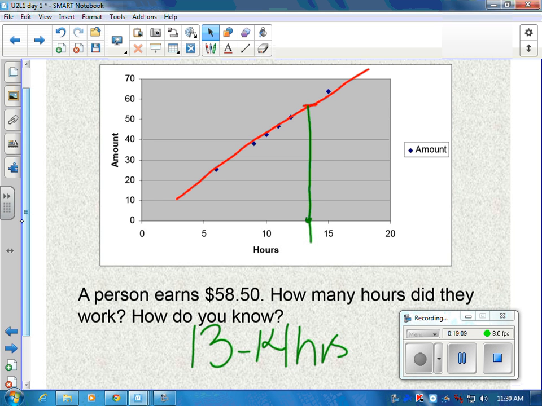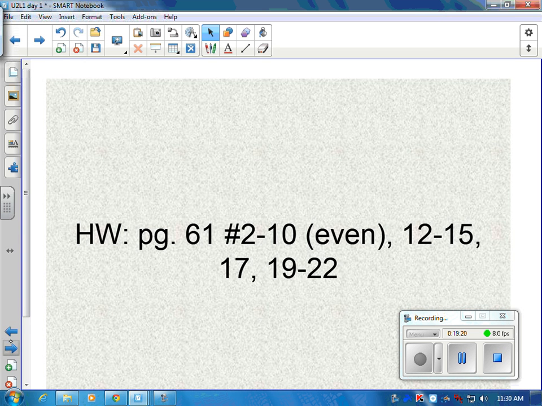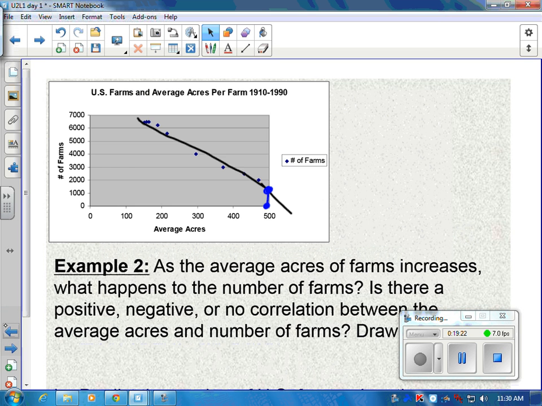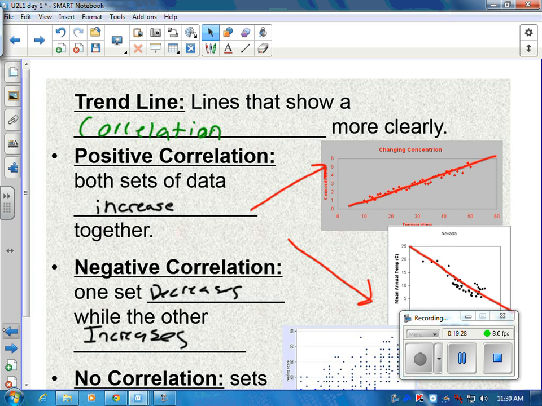Questions about scatterplots or correlations. If they both increase, if the hours and the amount both get bigger, then it's positive. If the X value increases and the Y value decreases, then it's negative. If these points are all over the place, all over the graph, then they're not related at all.